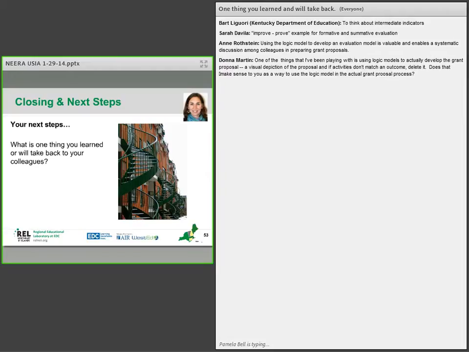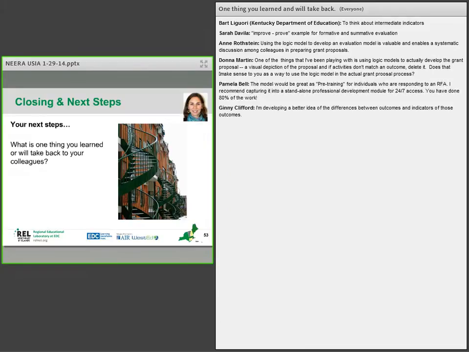Anne has talked about using the logic model to develop an evaluation model, which enables systematic discussion among colleagues in preparing grant proposals. That's great. And one of the things that we hope you'll come away with is the idea that when you're building that logic model, you should be thinking about evaluation. Because if you build a logic model without thinking about evaluation, you'll do what has been done many times before: you get three-quarters of the way through a program, and then you reach out to an evaluator, and you say, we'd like to evaluate our program, and your evaluator says, do you have data on these outcomes of interest? And you realize that you were never collecting the data, say, on what professional development teachers were participating in, for example. So we strongly encourage you to be thinking about evaluation from the onset.